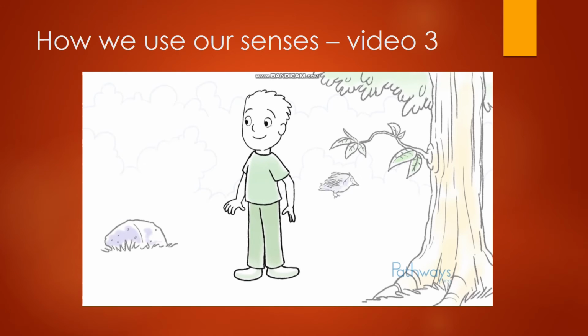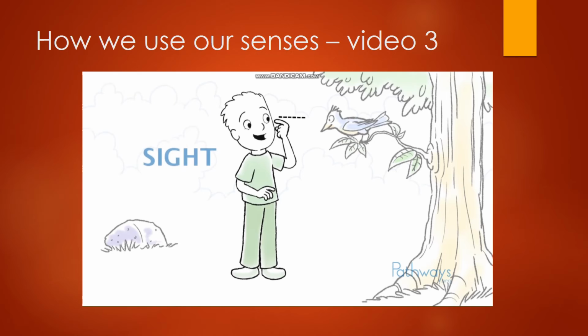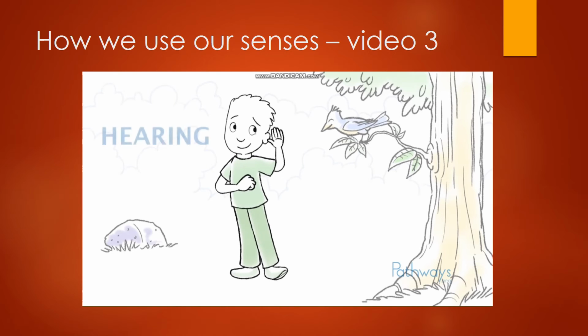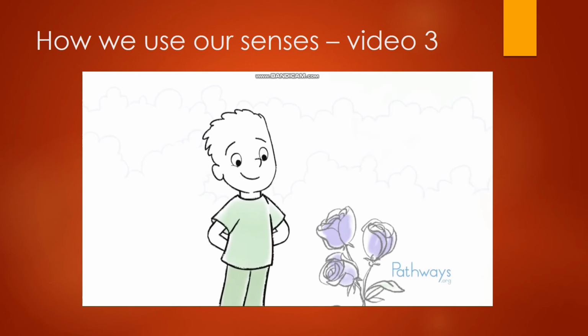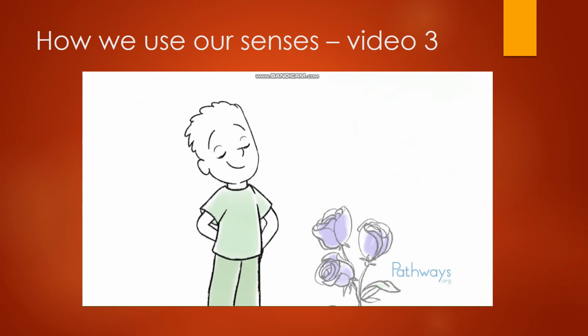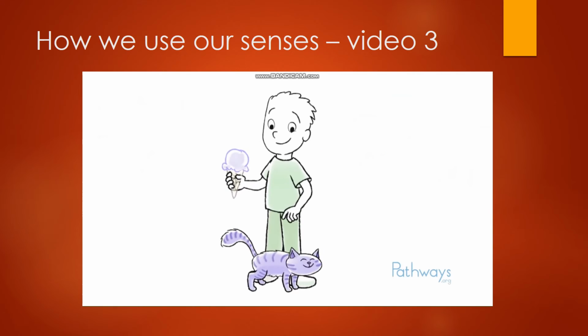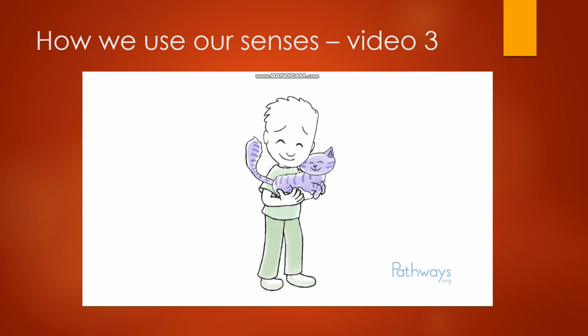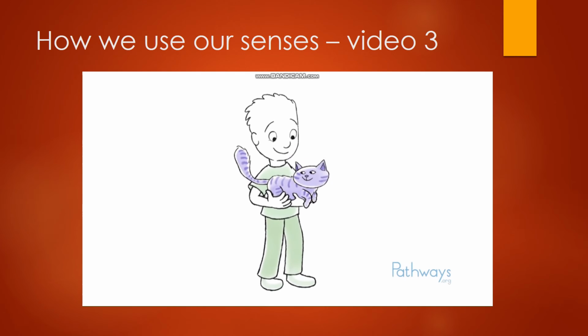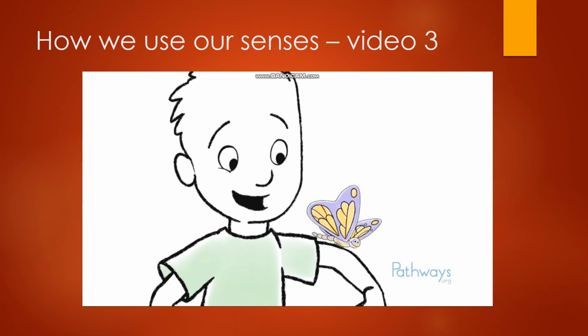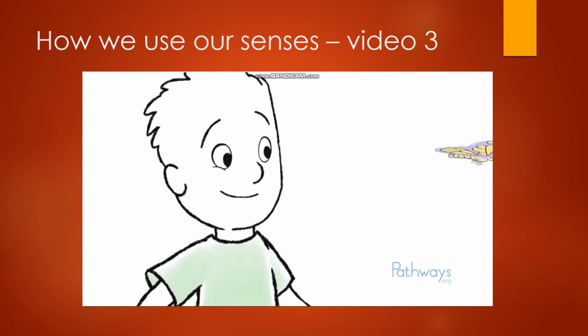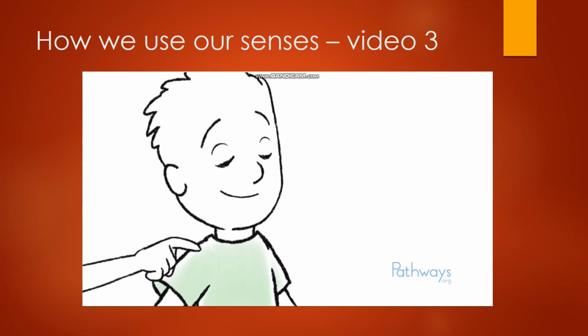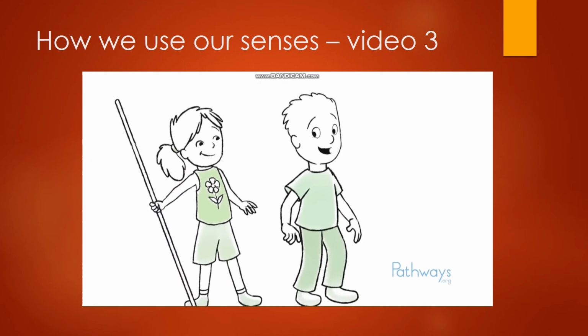Most people know about 5 of our senses: sight, hearing, smell, taste, and touch. Each of these senses brings us important information. For example, touch helps you know the difference between the feel of a butterfly landing on your arm and the feel of a friend tapping you on the shoulder.